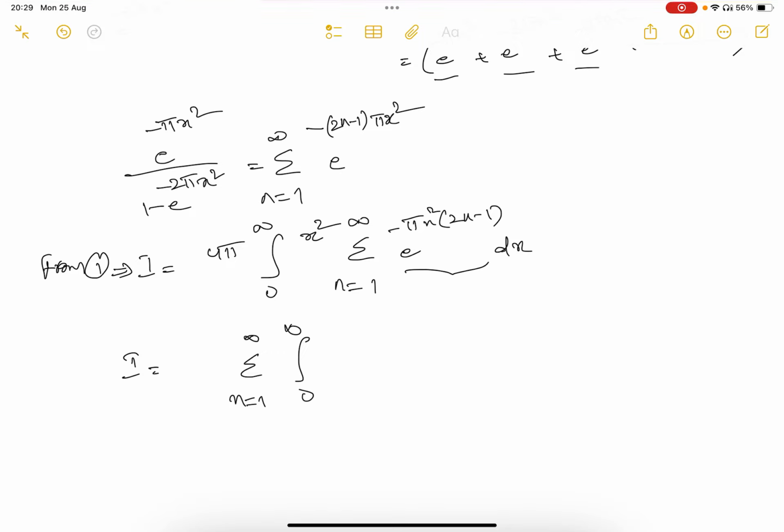There is a pi term here, right? Let's multiply by 2 pi and bring 2 factorial inside. Here there is this x square, right? Multiply twice, because there is a 2 factorial, 1 factorial inside. 2x into e power minus pi into 2n minus 1 into x square dx, right? Then let's multiply a minus symbol here.